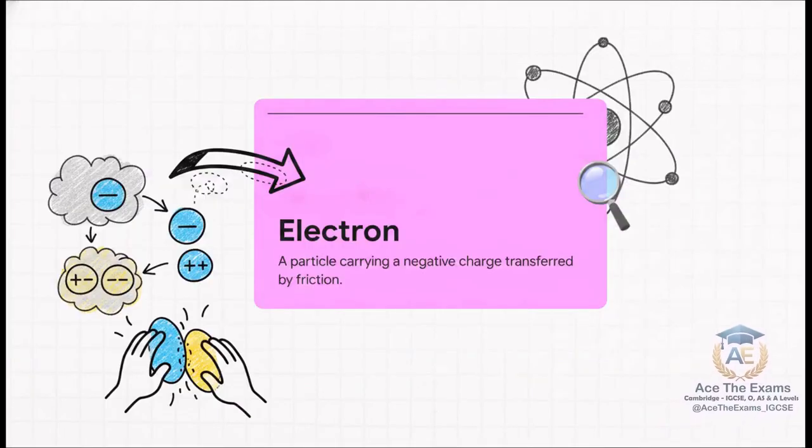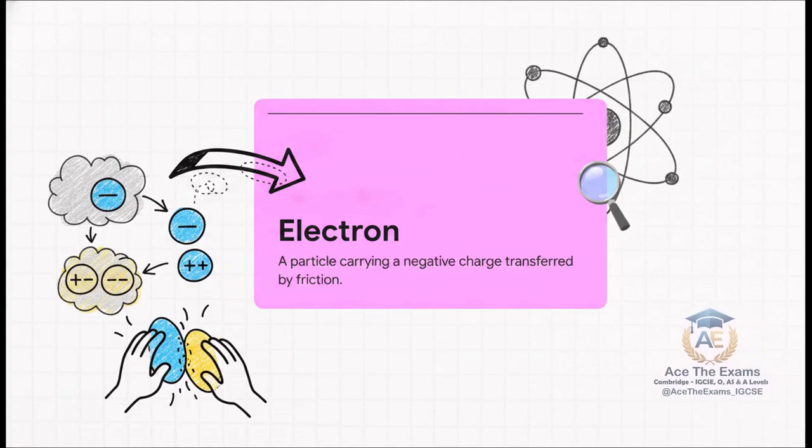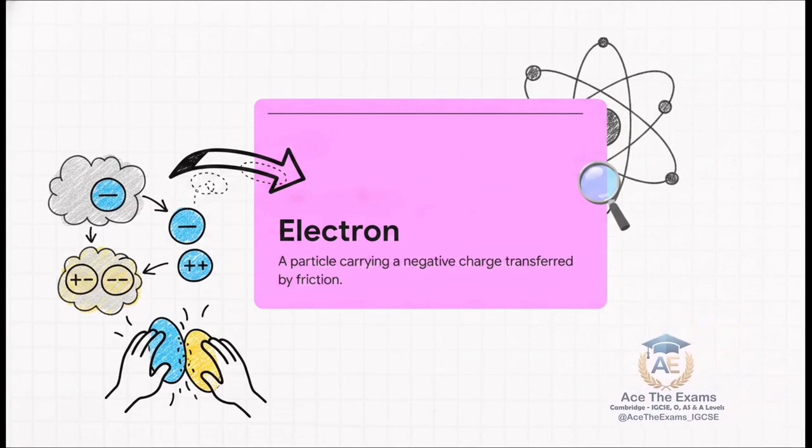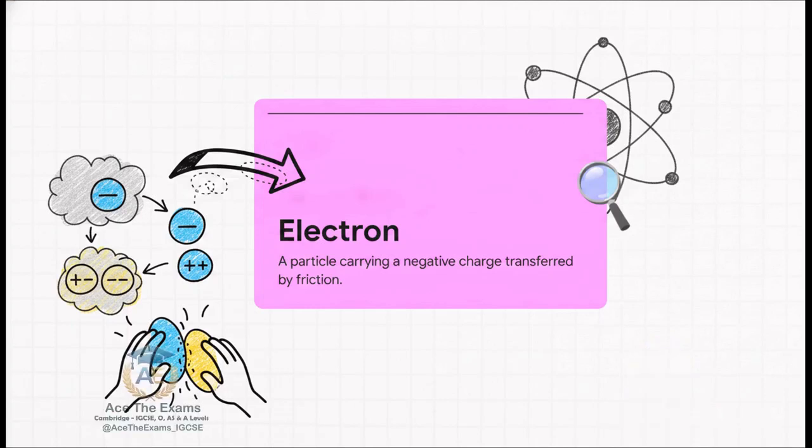Step 1 is the concept. To beat the trap we talked about earlier, you have to nail the precise definition of an electron. It's a particle carrying a negative charge that may be transferred by friction when materials are rubbed together. This is the ultimate antidote to that flawed answer. It is the electrons that move. If a material gains electrons, it becomes negative. If it loses them, it's positive. The protons, the positive charges, never ever transfer during this experiment.